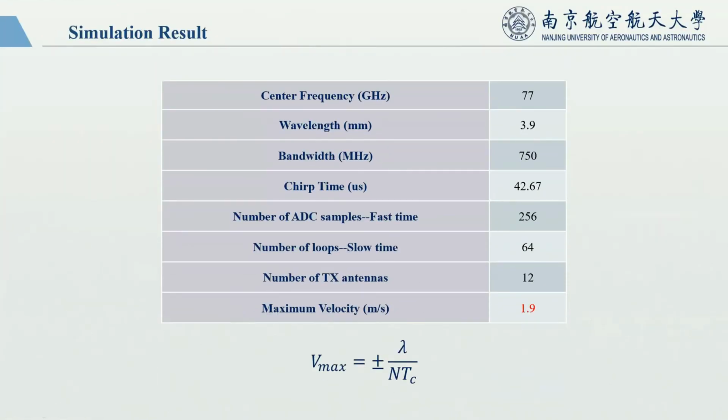We validate the method through simulation and measurement data. The data used to validate the method are based on synthetic data generated using the MATLAB Radar toolbox. Here are the parameters of the waveform. We employ an antenna array of 12 transmitters and 8 receivers. As we can see, the maximum unambiguous velocity is quite small.